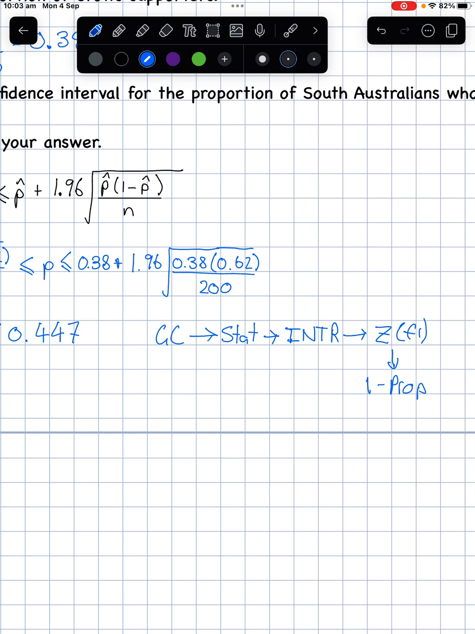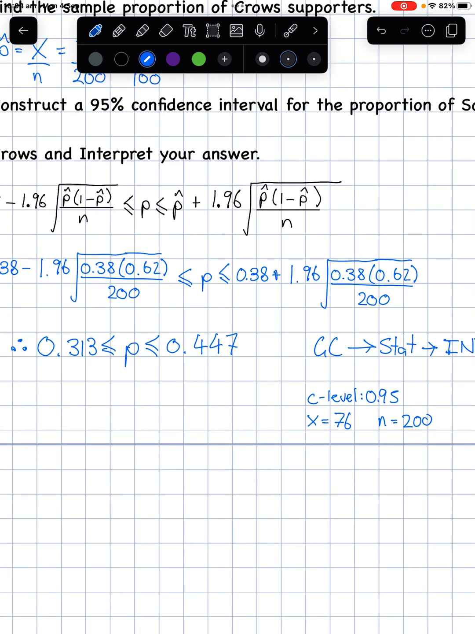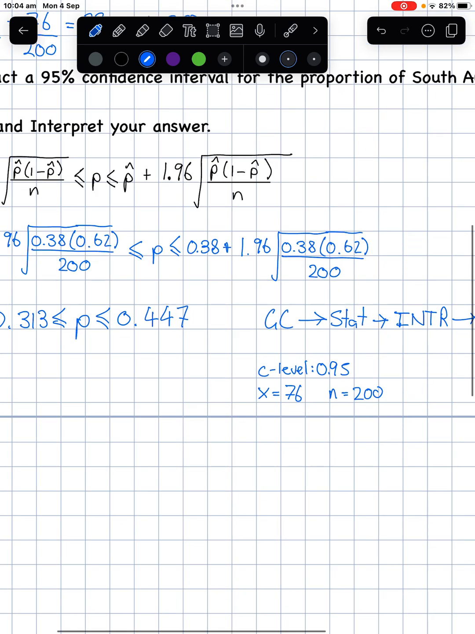We had 76. So in here it's got C level, and we've got 95. It's then got X, which equals 76, which was the number of Crows. Then it's got N, which was 200. And then I go execute, and it gives me 0.327, but we round it to 0.447. Now, interpret your answer in this one.